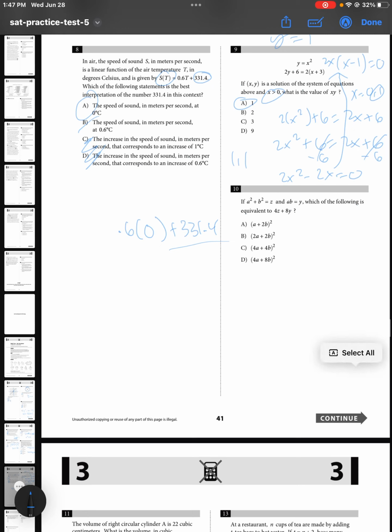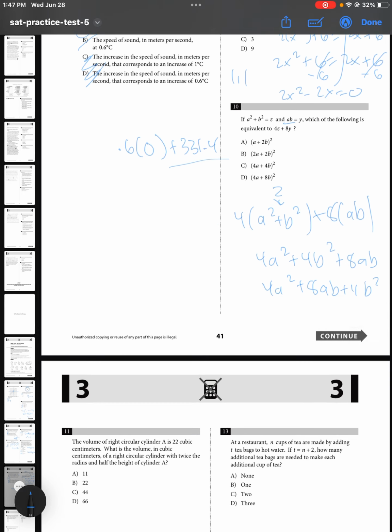Got it. If a squared plus b squared equals z, and ab equals y, which of the following is equal to 4z plus 8y? Okay, easy. So z is this, so 4 times (a squared plus b squared), because again, this equals z. We're just substituting that in, plus 8 times y, which is also ab, so there we go. Giving us 4a squared plus 4b squared plus 8ab. Okay, 4a squared plus 8ab plus 4b squared.